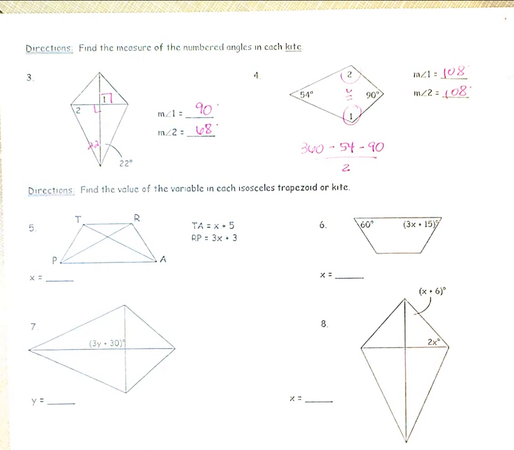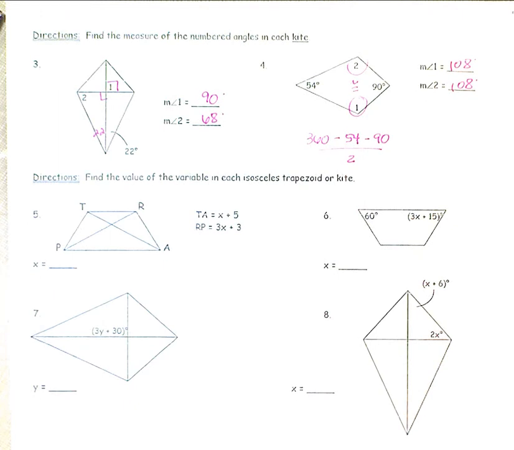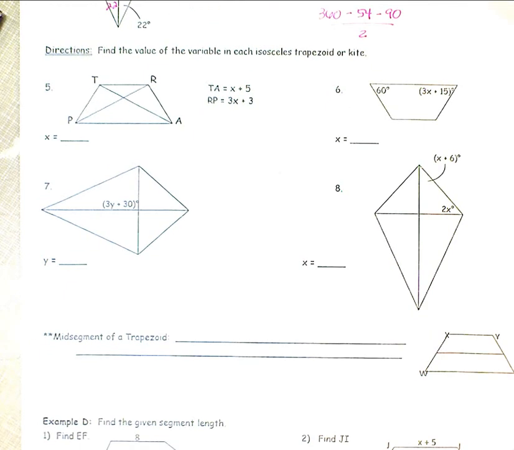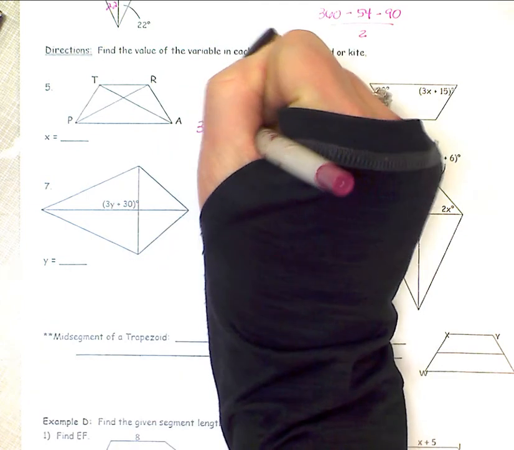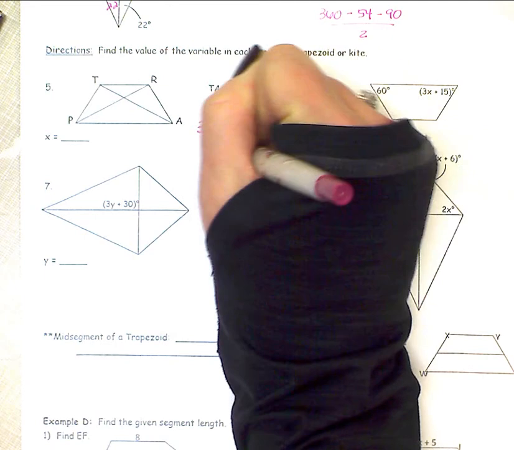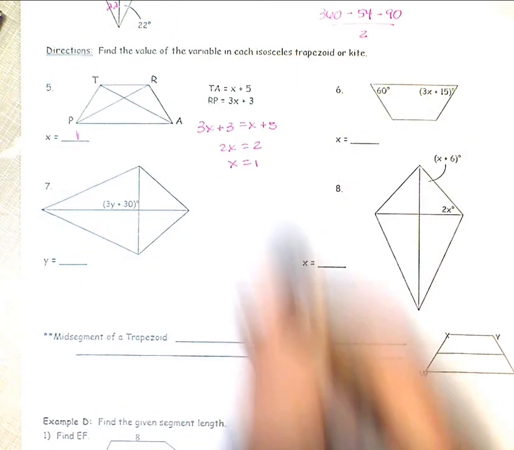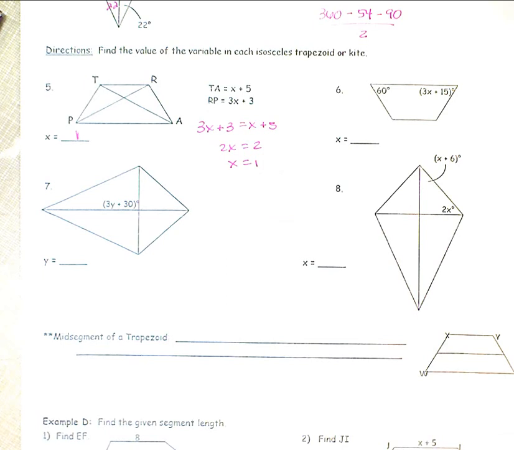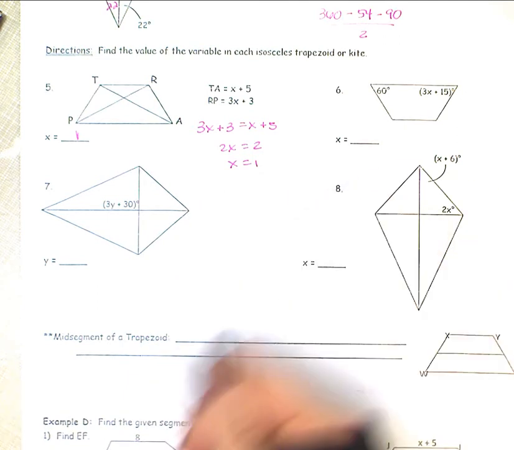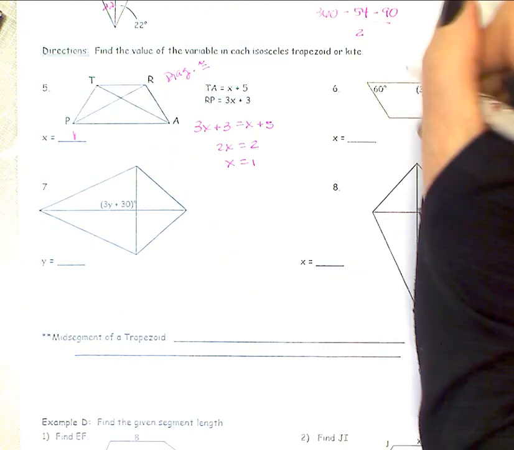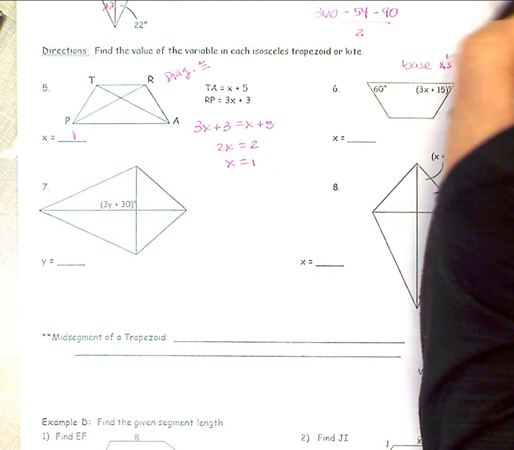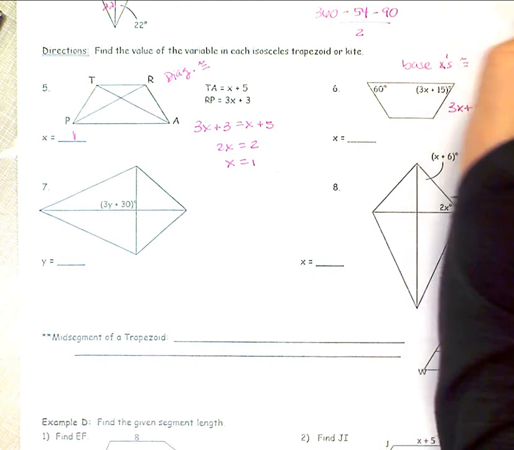Okay, find the value of the variable in each isosceles trapezoid or kite. So I will scoot this up so you can see them all at once. Diagonals are congruent, so I'm going to set 3x plus 3 equal to x plus 5. Now here it's just asking for the value of the variable. Make sure on a test or a quiz or the ACT that you read the question and make sure that you answer it. So I knew this because diagonals are congruent. Base angles here are congruent. So I will set 3x plus 15 equal to 60.